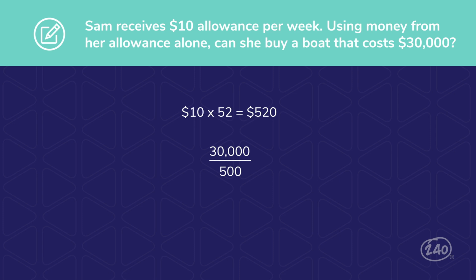Next, let's knock off some zeros by dividing both numbers by 100 to make this math easier. At that rate, it would take Sam about 60 years to save for a yacht. So even before we did the math, mathematical reasoning made it pretty clear that it would take a long time to reach $30,000 by saving $10 a week. And just to be sure, we did some estimated calculations to understand the ballpark of time it would take.